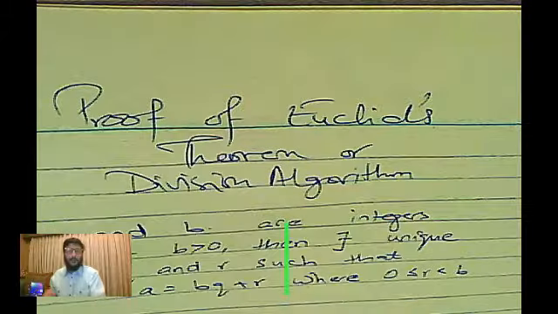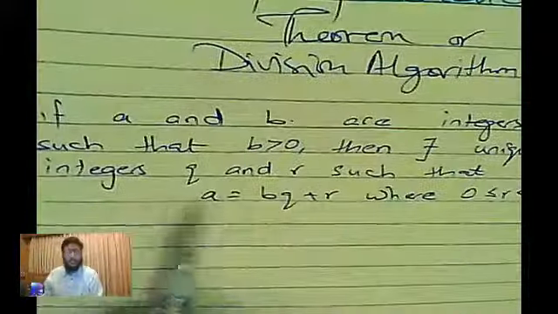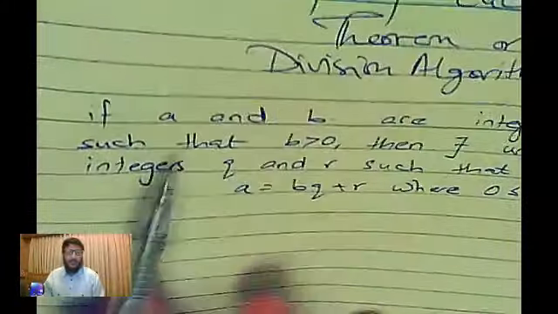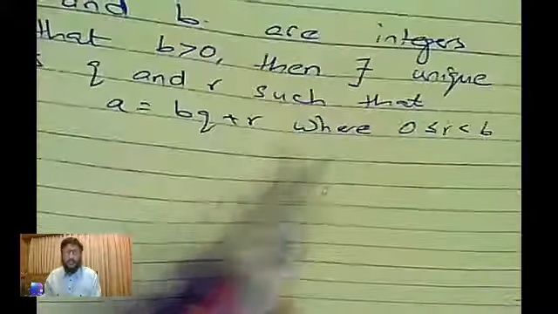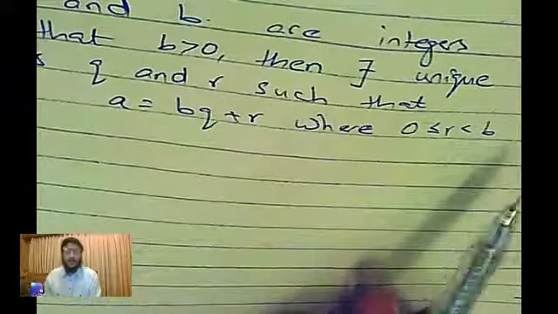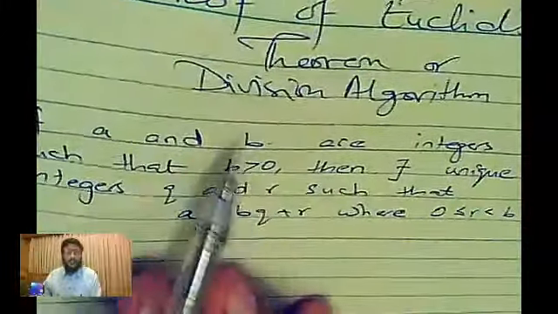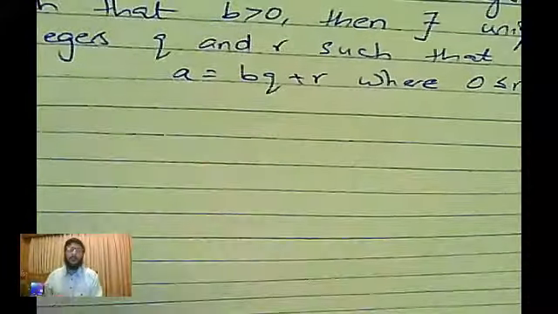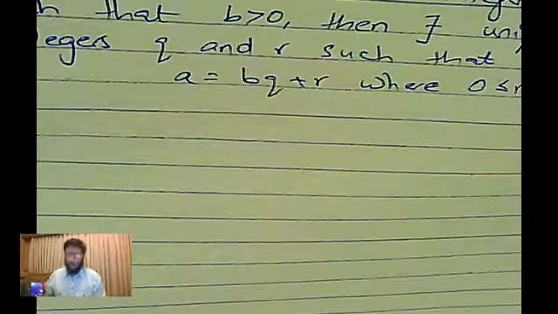Now the theorem statement is: if a and b are integers such that b is greater than 0, then there exist unique integers q and r such that a equals bq plus r, where 0 is smaller than or equal to r, which is smaller than b. All right. This is actually the theorem that defines your basic mathematics.